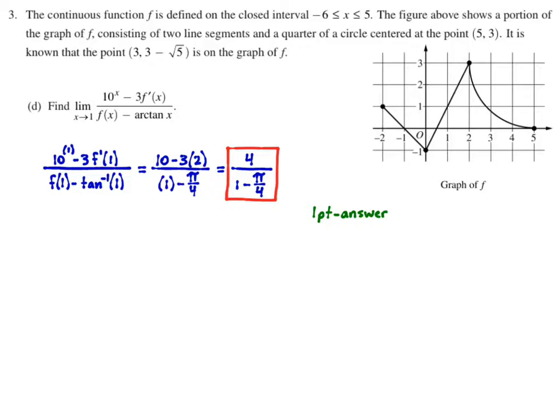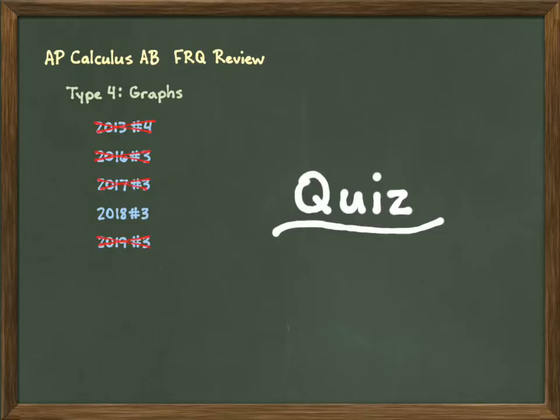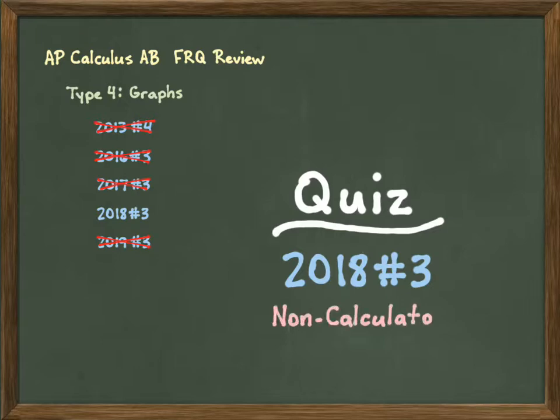So go ahead and grade yourself. The next problem we're going to be doing is a quiz, and that's going to be question number 3 from 2018. It's a non-calculator problem, so set your timer for 12 minutes and do it with all honesty and integrity, and then come back and watch the next video to see how you did.